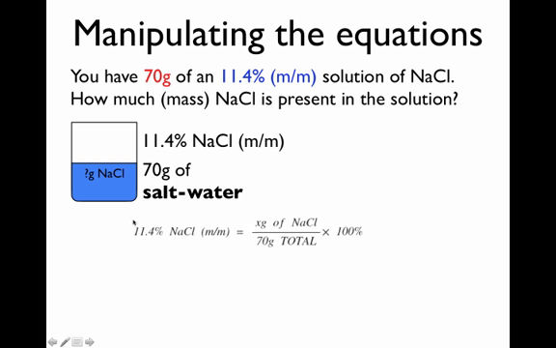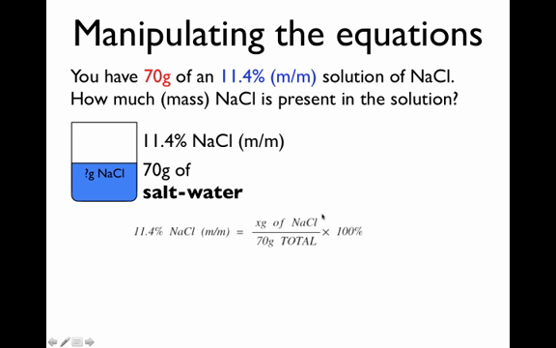However, we do know the concentration. So we know that this number over here to the left, 11.4% table salt, mass over mass method, is equal to, I don't know how many grams of table salt divided by 70 grams total times 100%. So our job in this case is to figure out what x is. So basically we need to get x all by itself.